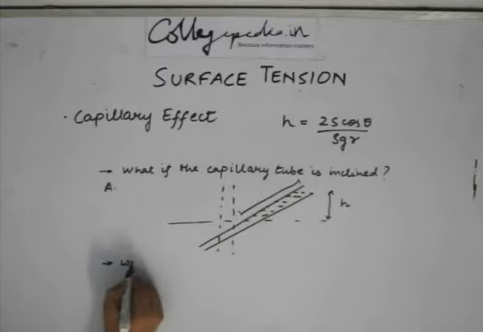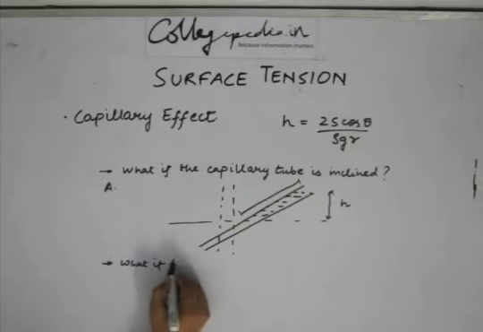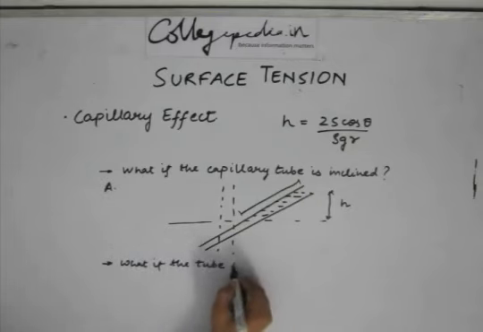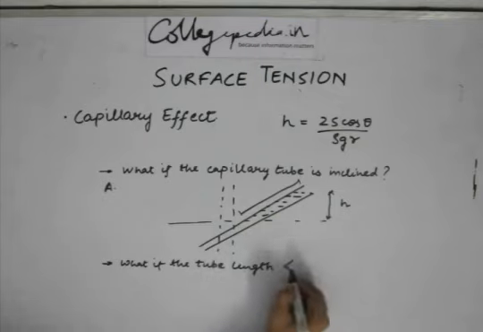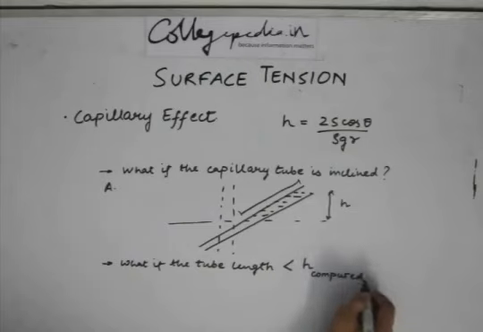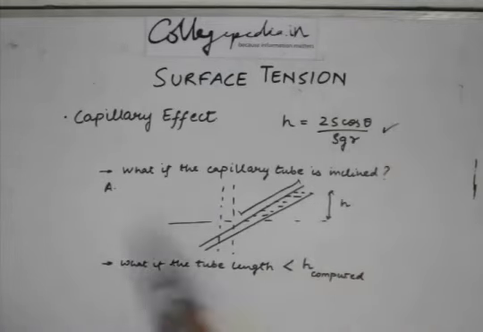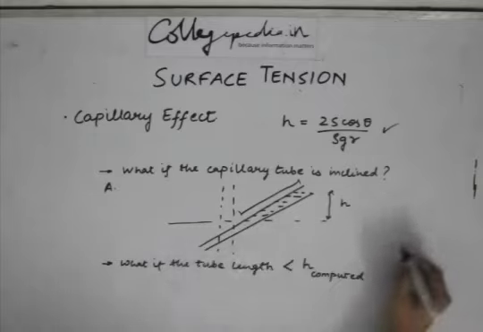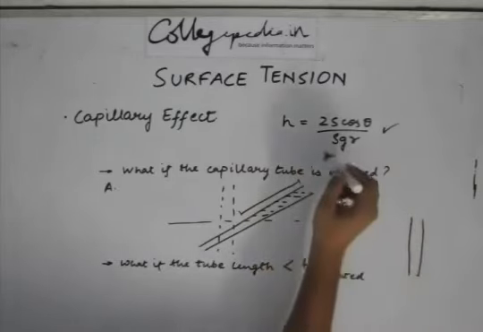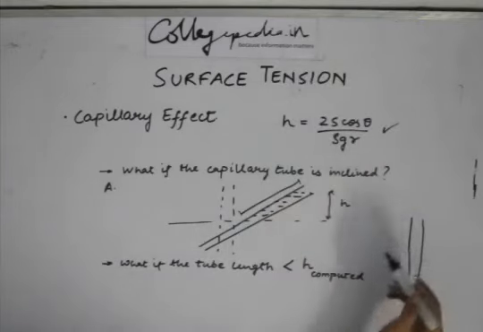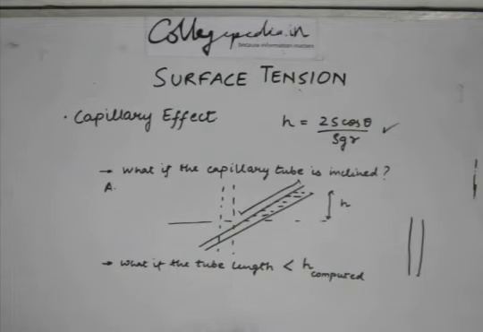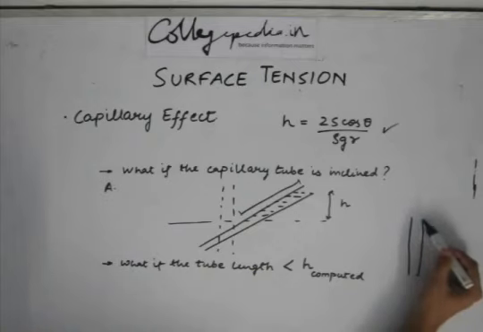Now what if the tube length is less than the h which is computed by this formula? What if the length of the tube is less than this? It might be possible that you put a tube inside it and from your analytical calculation you derive h to be this, but the length of the tube which is outside is smaller than that. This is a very possible case. So in that case, what is going to happen is the liquid will come to the top of it.